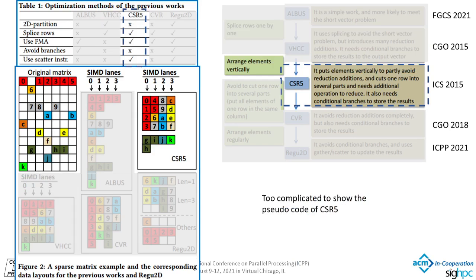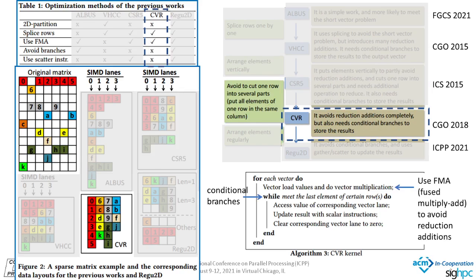The third is CSR5. It arranges elements vertically to partly avoid reduction additions, and it cuts some long rows into several parts and needs additional operations to reduce them. It also needs conditional branches to store the results. The fourth is CVR. It is similar to CSR5. The key difference is that CVR guarantees to put all elements of one row in the same column and avoids cutting one row into several parts, so as to avoid reduction additions completely. But CVR also needs conditional branches to store the results.